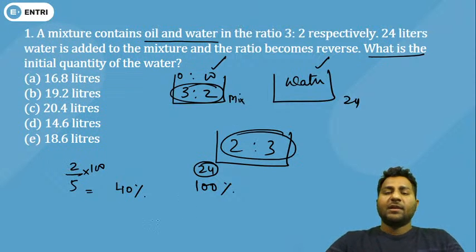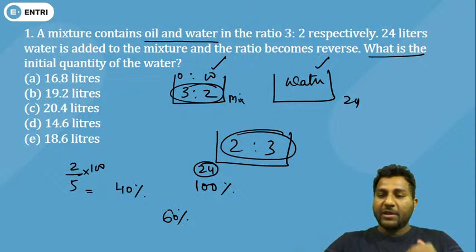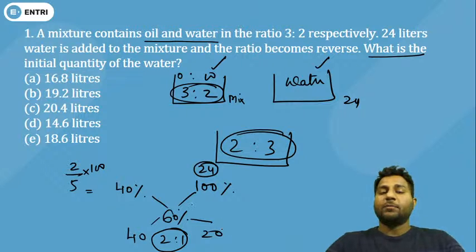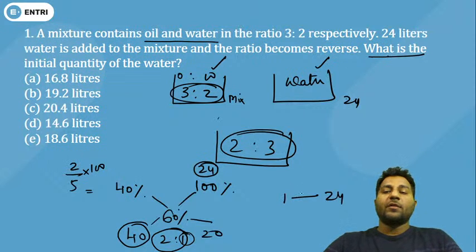That means the water level has increased to 60%. So let's use alligation: 40 and 20. That means it will become twice compared to the previous one. Which means in the first relation, you have added one ratio, and that one ratio is 24 liters. What is the initial quantity of water?